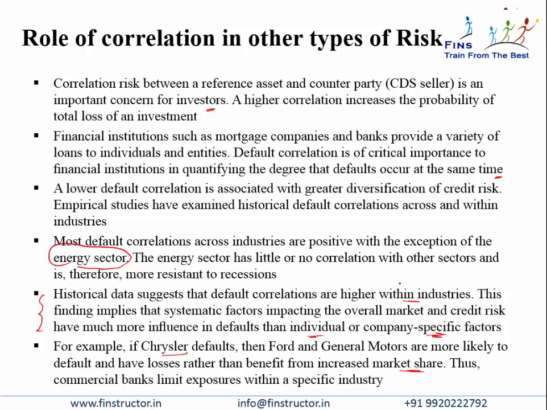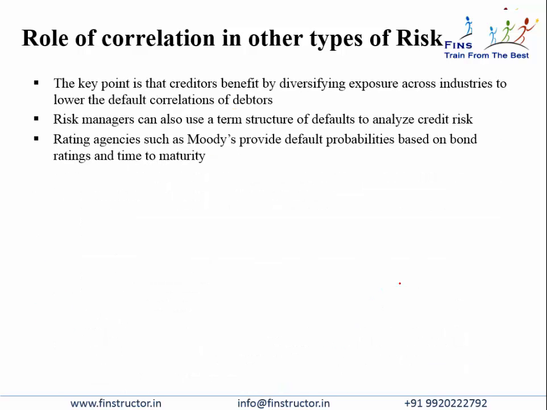So this is why commercial banks set limits on exposures within a specific industry. The correlations are seen to be very high, and that's why correlation risk is very important, and you need to understand it if you are a financial institution today more than ever. So the key point is that creditors benefit by diversifying their exposure across industries to lower the default correlation of debtors.